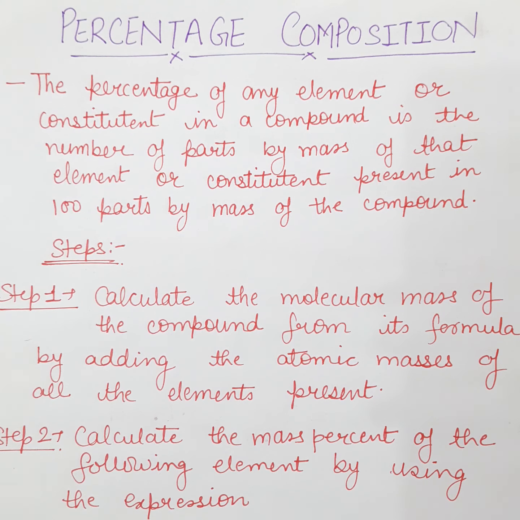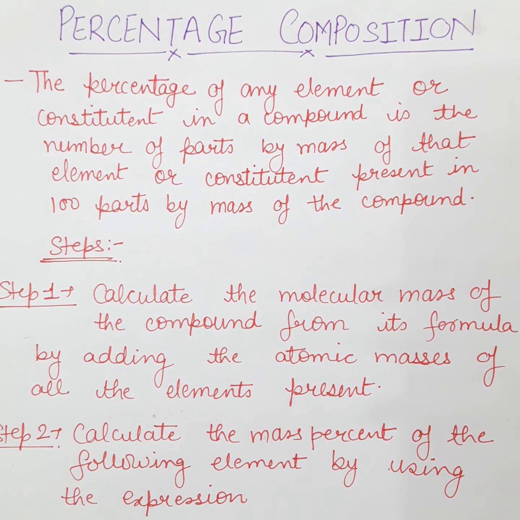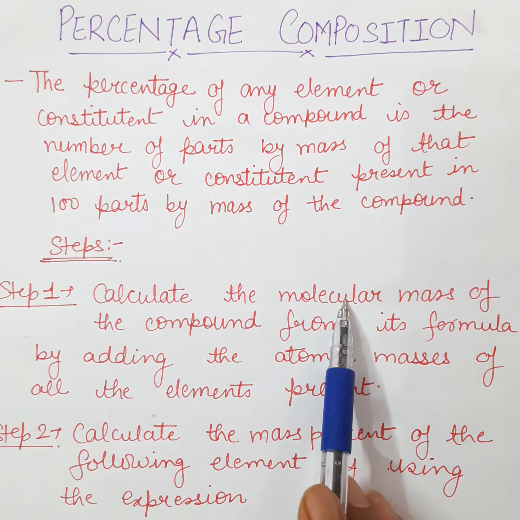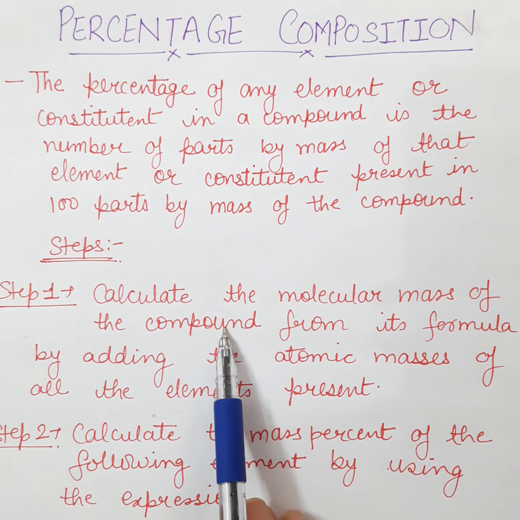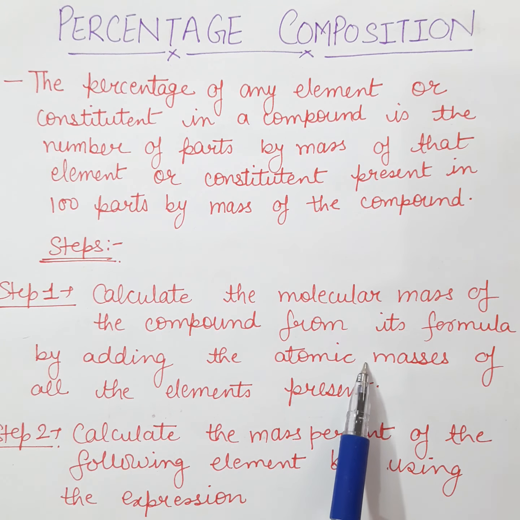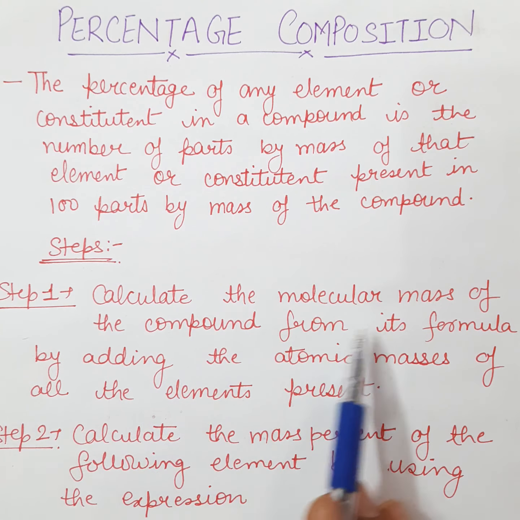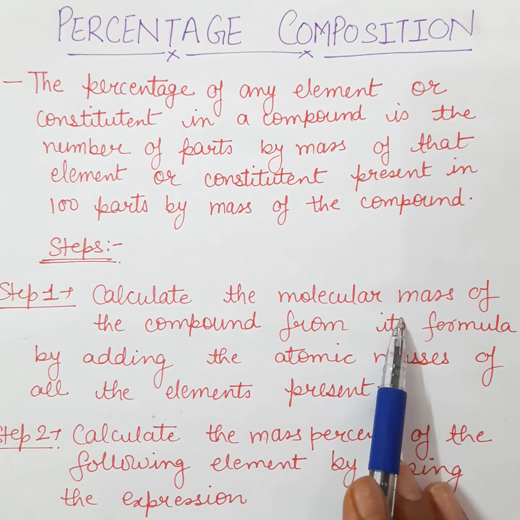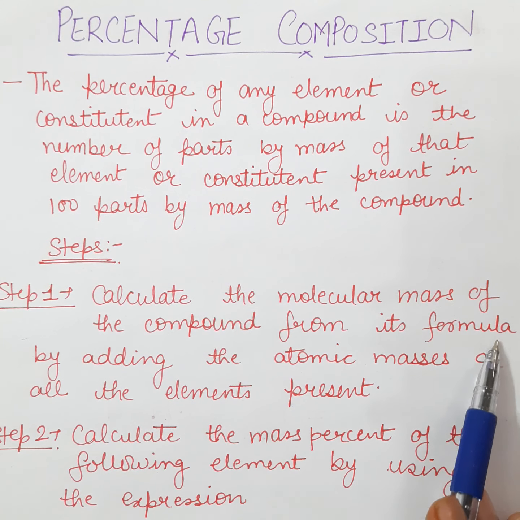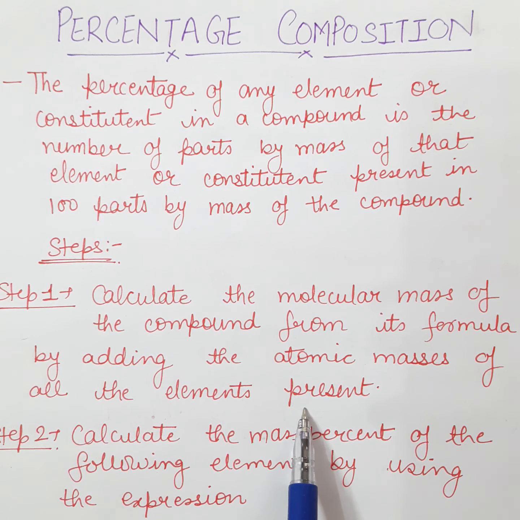Okay, so there are some steps for how to calculate the percentage composition or mass percentage. There are two steps, students. The first step is to calculate the molecular mass of the compound from its formula by adding the atomic masses of all the elements present. Okay, whatever is given to you, the first thing you have to calculate is the molecular mass. And we know how to calculate molecular mass, by adding the atomic masses of all the elements present.